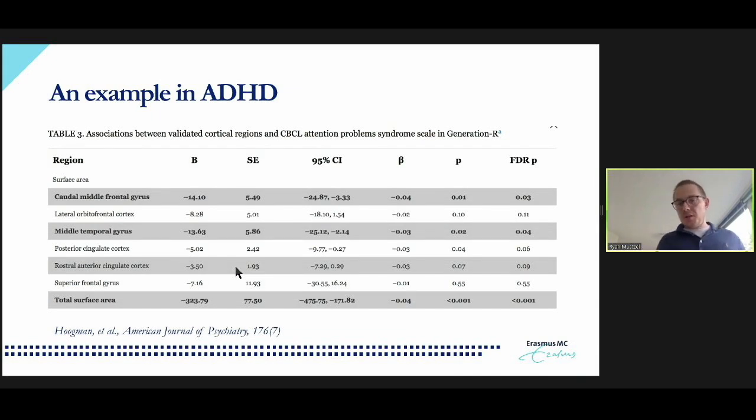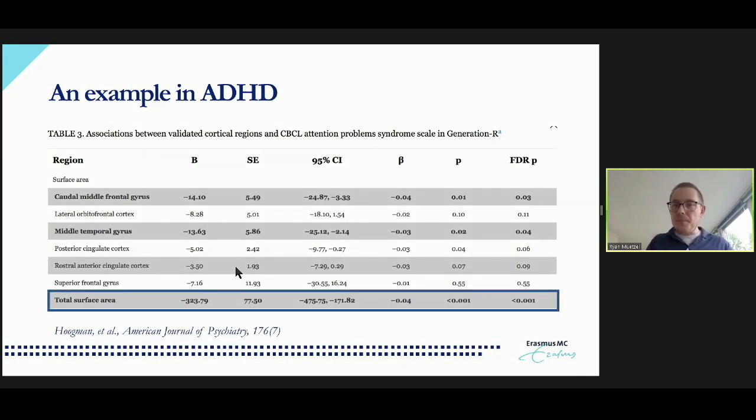Another example to illustrate this point, and why I think we should be a bit cautious, is from a paper by Martina Hoogman in the American Journal of Psychiatry looking at ADHD symptoms and, in this case, total surface area. There is a highly significant association between ADHD symptoms and total surface area, and thus we sort of assume that there is at least some component of a global effect here in ADHD. And when we test specific subregions or focal regions, we want to know if there are any of those that are more important or more specific than this particular global effect.